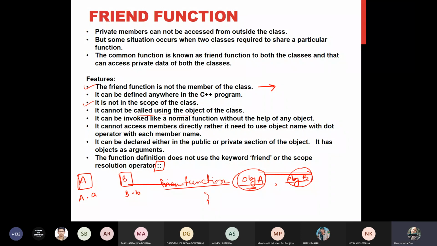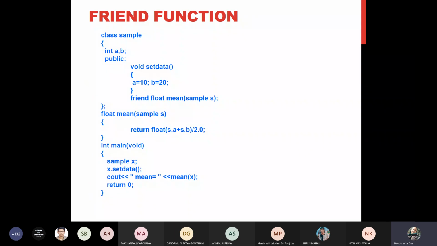So how this friend function is used is a little bit different from the member function. How it is used, we will see in some examples. This is a very small example of a friend function where we are considering one class only. Let us see how they access the private data members even if they are not member functions.